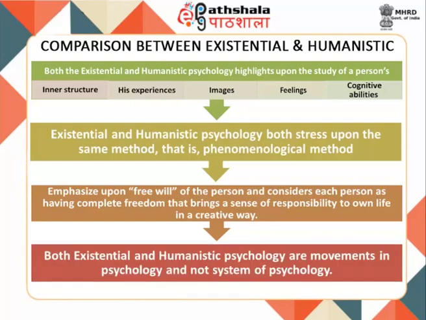Both existential and humanistic psychology are concerned with the treatment of mentally ill people. They consider that personality disorganization arises when the person develops incongruence in the perception of several objects. Such incongruence in the long run has a tendency to disturb human psychological growth. Both existential and humanistic psychology are movements in psychology and not systems of psychology.